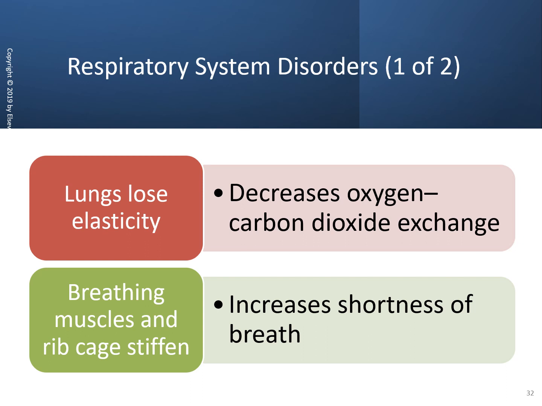So, respiratory system disorders: your lungs lose elasticity, and so their ability to exchange oxygen and carbon dioxide with the same efficiency as when you were young is decreased. Okay, breathing muscles and the rib cage stiffen. That's the skeletal muscular changes.